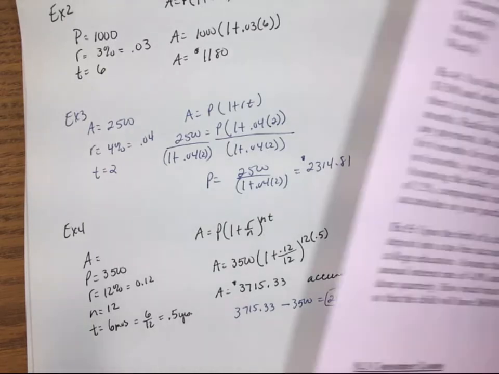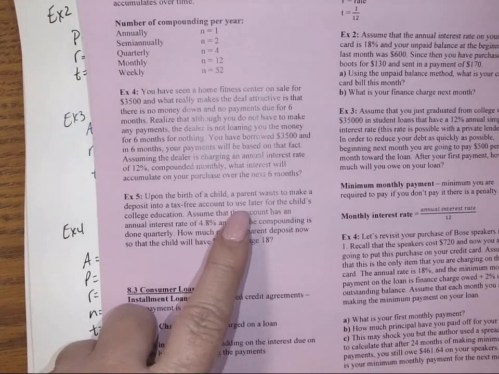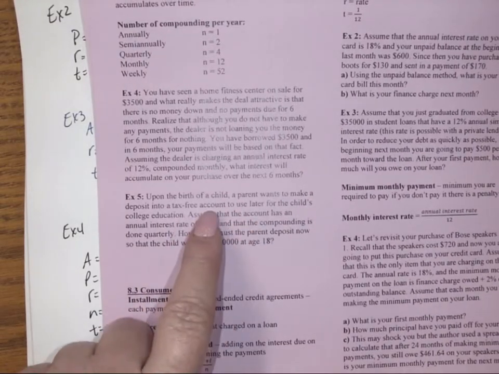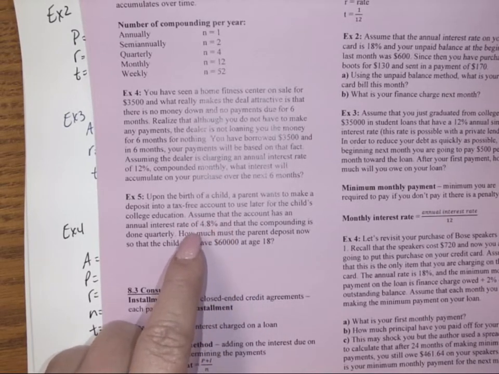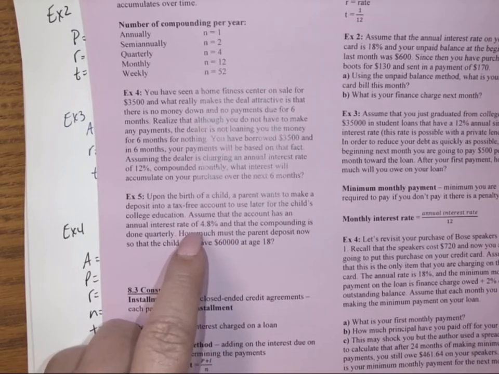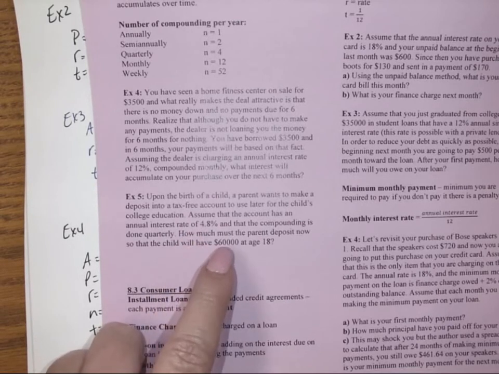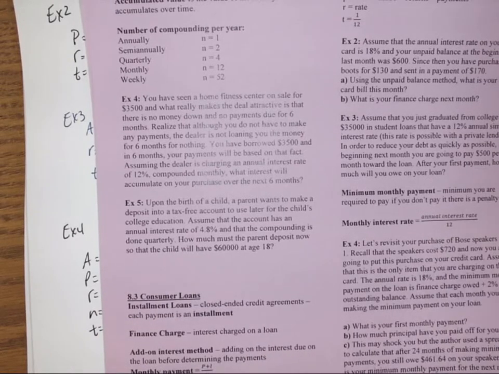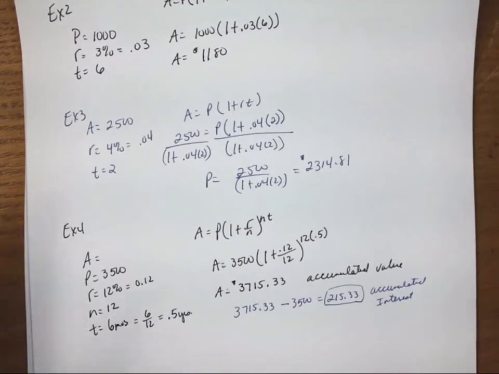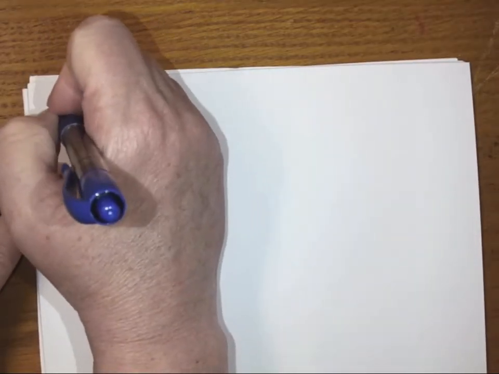So in the next problem, upon birth of a child, a parent wants to make a deposit into a tax-free account to use later for the child's college education. Assume that the account has an annual interest rate of 4.8% and the compounding is done quarterly. How much must the parent deposit now so that the child will have $60,000 at the age of 18 to pay for college? So this will be example 5.